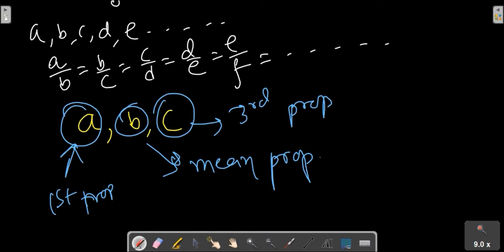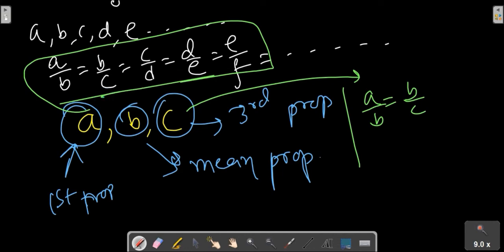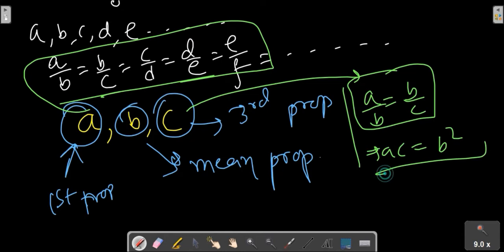And there is a relation that we can form very easily from the proportion. If they are in proportion, then A by B is equal to B by C, as we have seen here. So from here we can write very easily that AC is equal to B square. This is a very important relation when three terms are in a continued proportion.